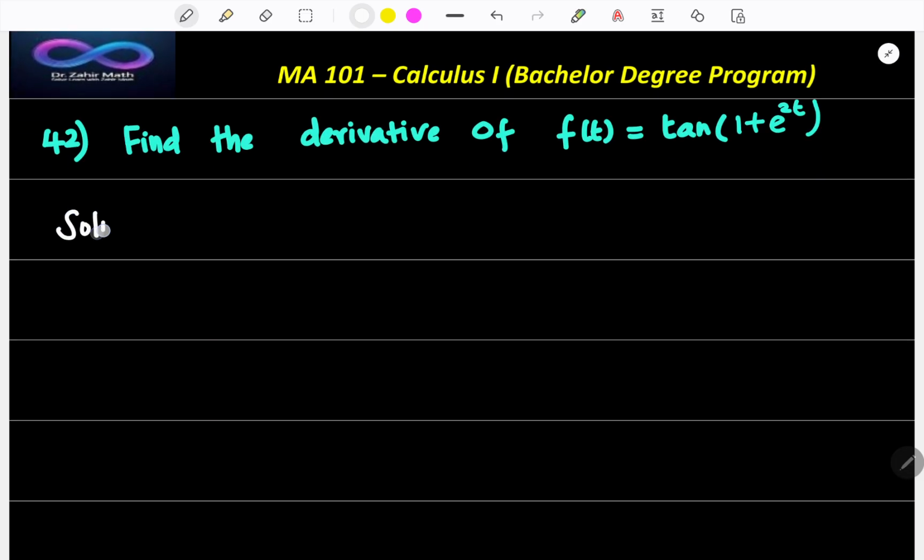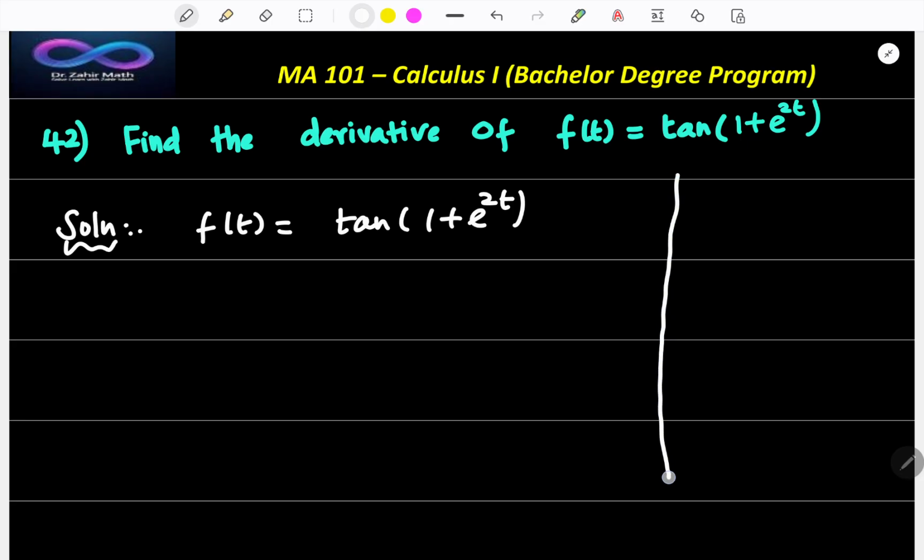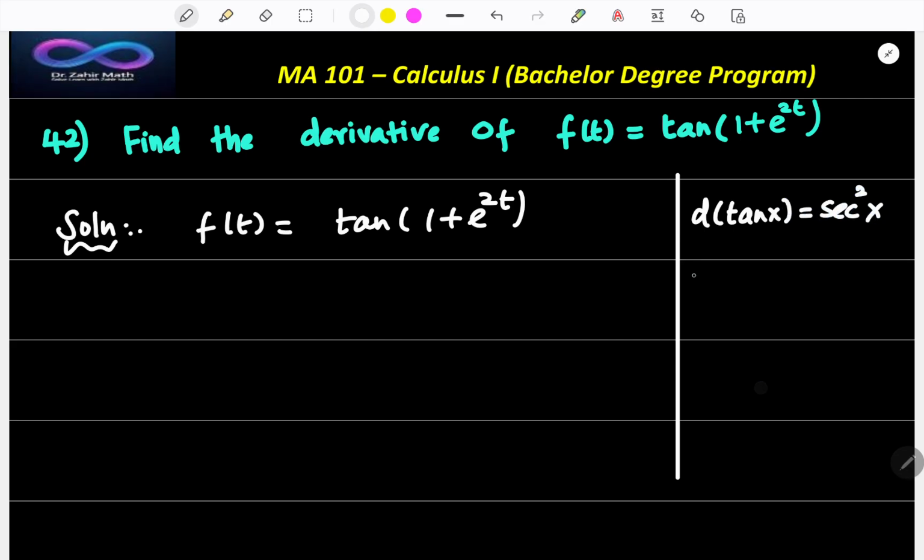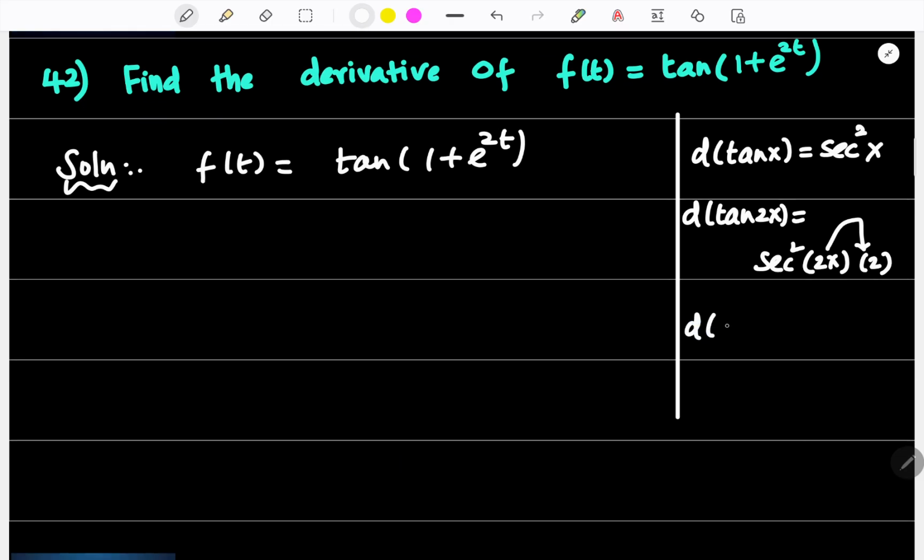The next question is find the derivative of f of t equals tan of 1 plus e power 2t. Let me give a small idea here. What is the derivative of tan x? Tan x is secant square x. What is the derivative of tan 2x? Secant square 2x, and then derivative of 2x is 2. Remember? Let me give you another example. What is the derivative of tan of 1 plus x square? So the derivative of tan is secant square 1 plus x square. What is the derivative of 1 plus x square? 0 plus 2x. Clear? Right.